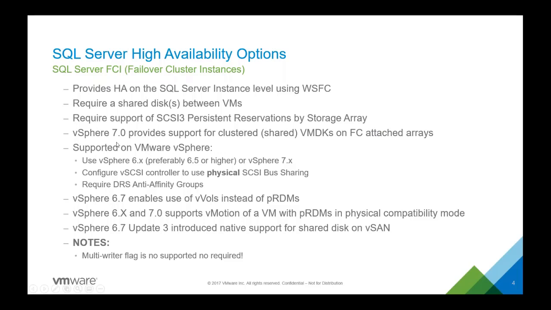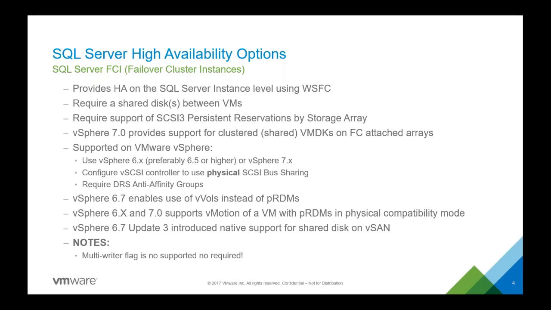The most important thing to bear in mind is that we require the SCSI controllers that will be used to attach your shared disk to use physical SCSI bus sharing, and we require anti-affinity groups so that we ensure that neither of these VMs will be running on the same ESXi host, because otherwise it's not really a highly available solution.